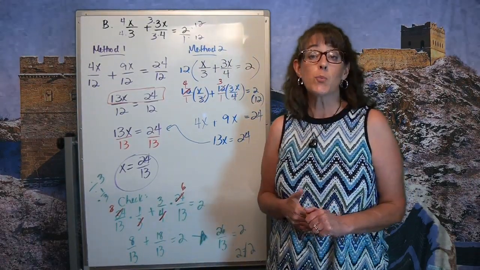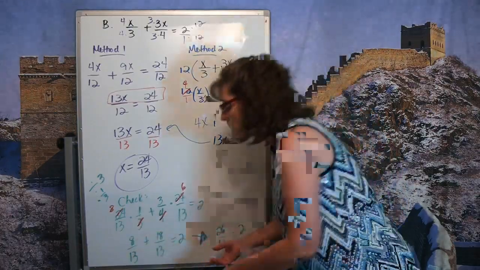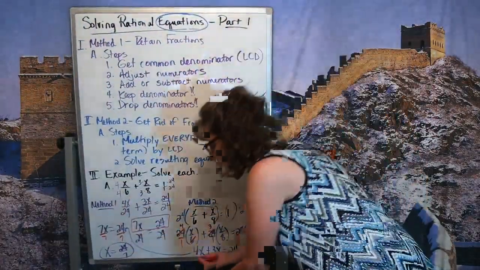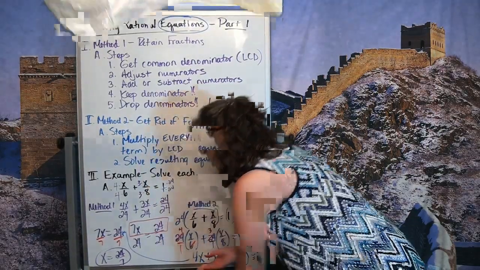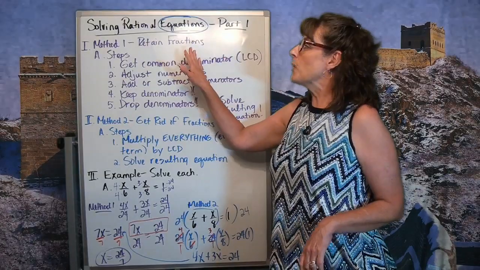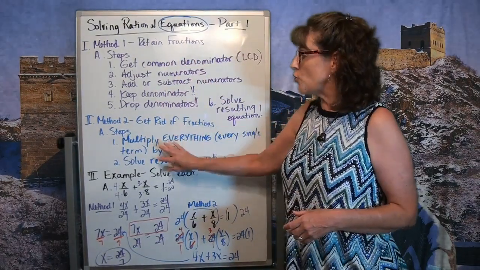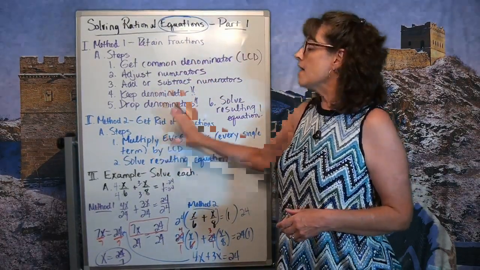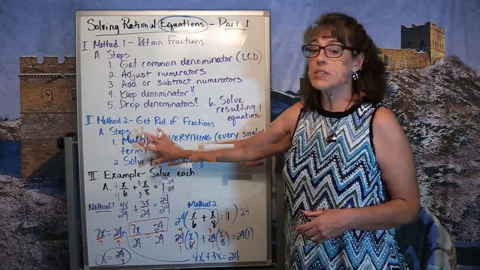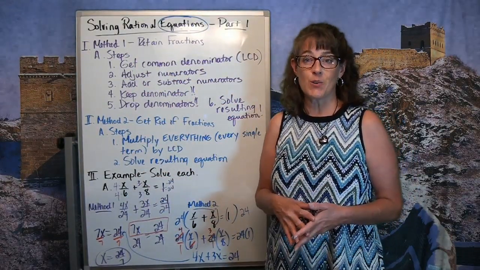So I hope that helps with solving your rational equations. And remember, rational means can be written as a fraction. Therefore, in order to solve those rational equations, you've got these two methods, remembering that this method works all the time, even when there is not an equal sign, but this method will only work when there's an equal sign.